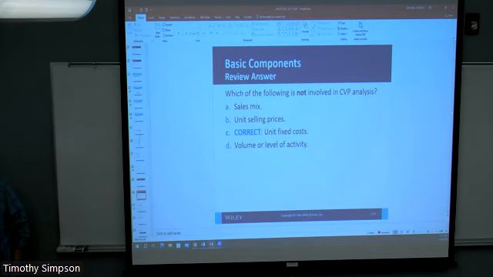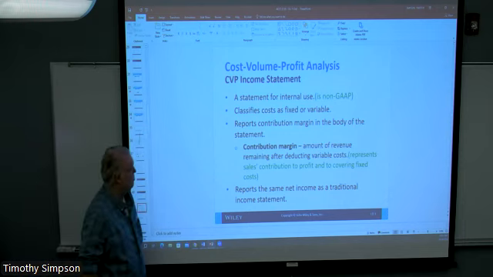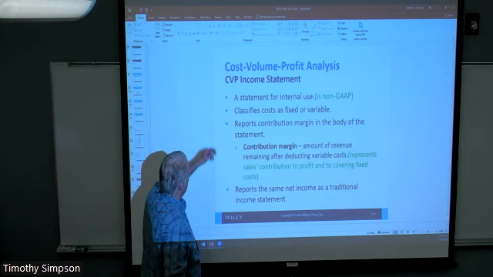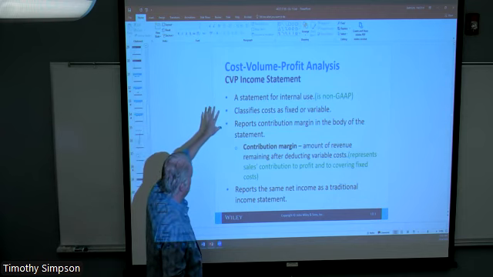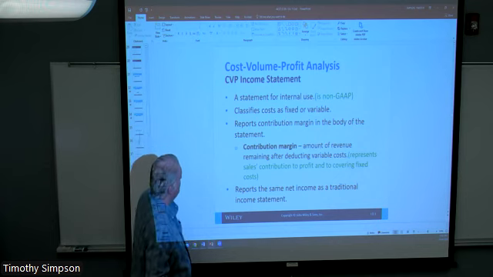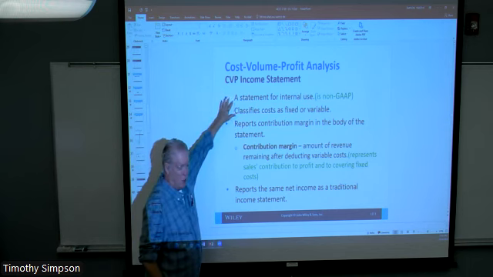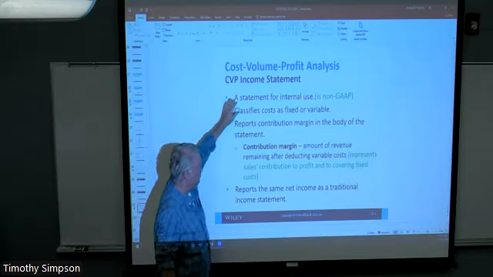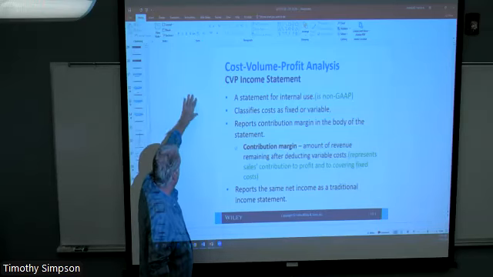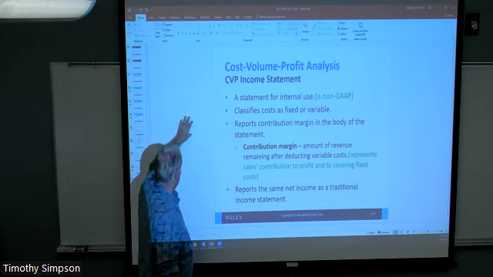Okay. So let's talk about cost volume profit. And let's talk about the idea of contribution margin and what that's about. So we're going to construct a CVP income statement, which is very similar to an income statement you saw back in accounting 1. It's not quite the same though, because in 2110 we talked about the idea of a statement conforming to GAAP, generally accepted accounting principles. We have a 3-step statement. We have sales, cost of goods sold, and gross profit as one step. Then we have operating expenses. Then we have non-operating items, and so we have a 3-step process.